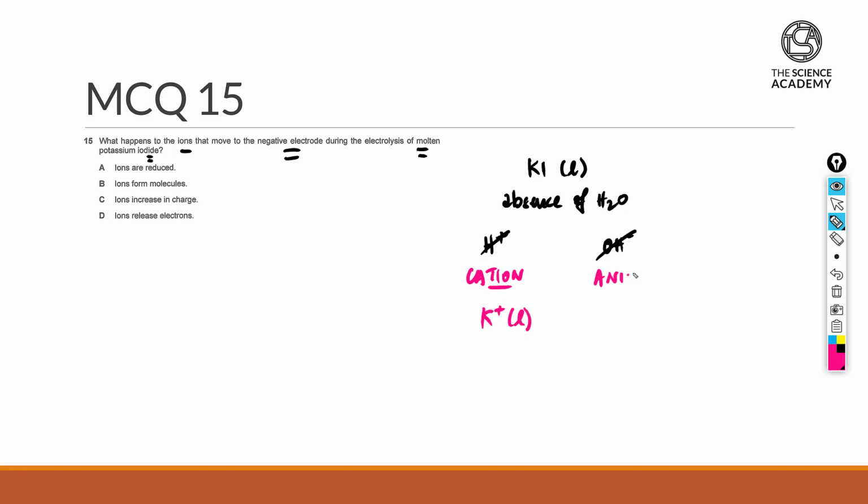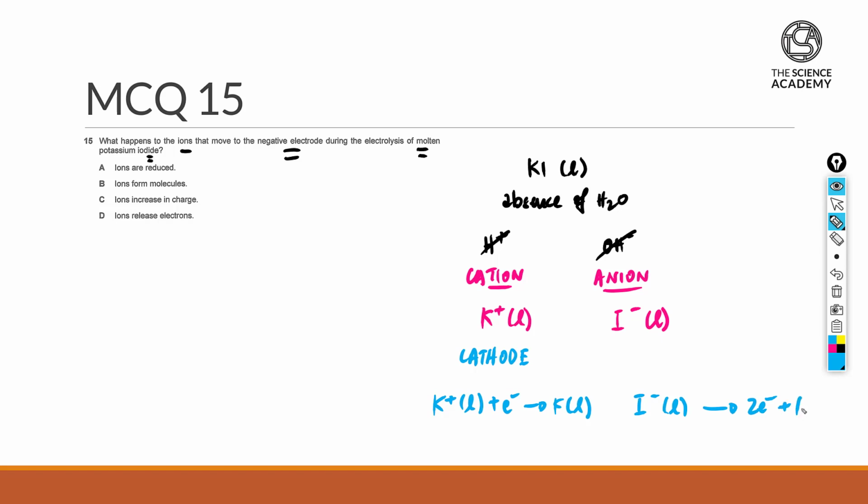The anion would have been iodide, molten. Writing out the half equation at the cathode, without any form of selective discharge, K+ will be gaining a single electron to form a molten potassium. Iodide will be losing 2 electrons to form iodine vapors, balancing out with 2 in front of your I-.